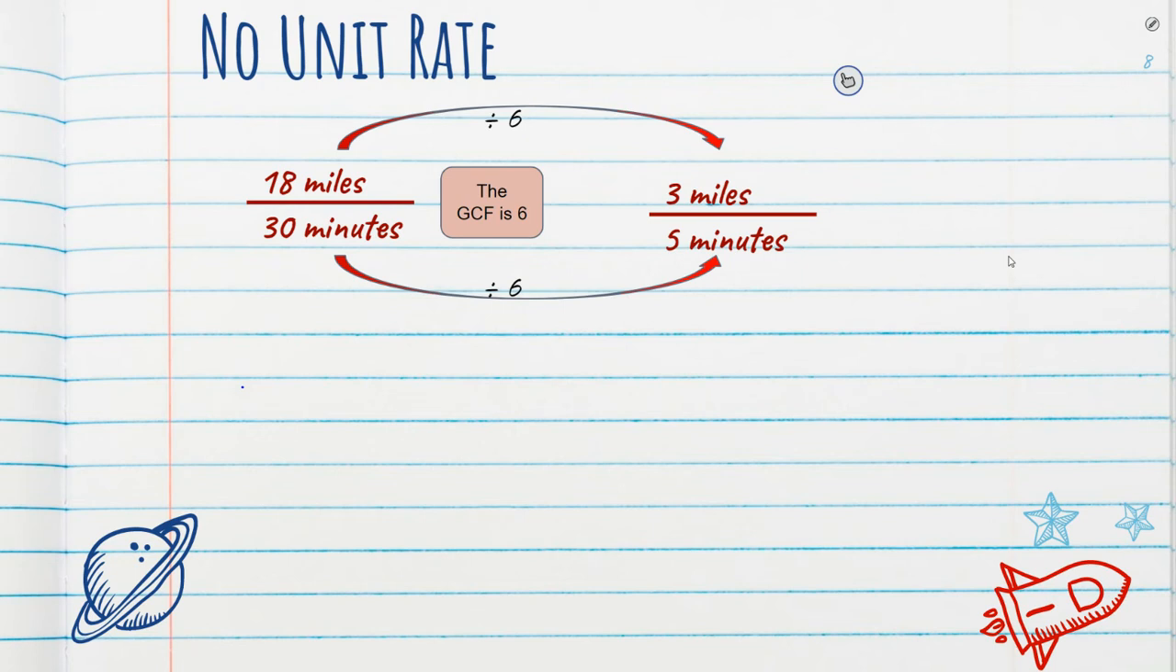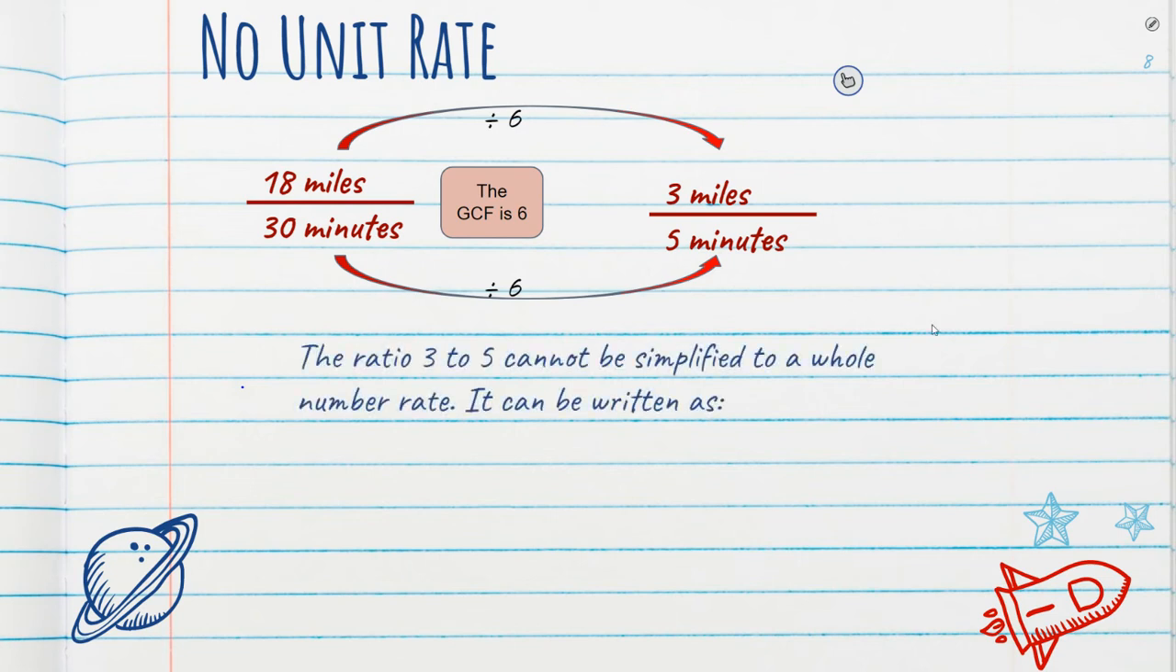Now, if you look at 3 miles in 5 minutes fraction, we have the same problem we had with 18 over 30. You can't get it to 1 evenly, can you? If you divide the bottom by 5, that would get you 1 minute. But if you divide the top by 5, you'd have 3 divided by 5. That doesn't come out evenly. So because the ratio is 3 to 5, it cannot be simplified to a whole number rate. We can't get a nice even whole number when we divide. You'd get a fraction or a decimal if you divided.